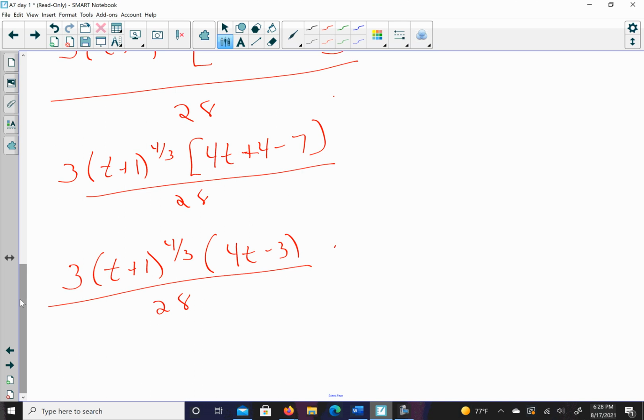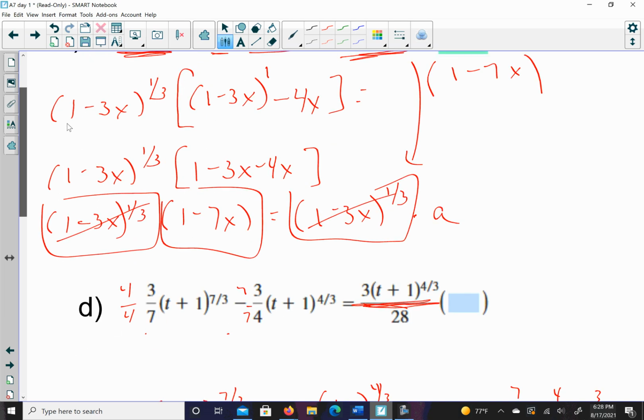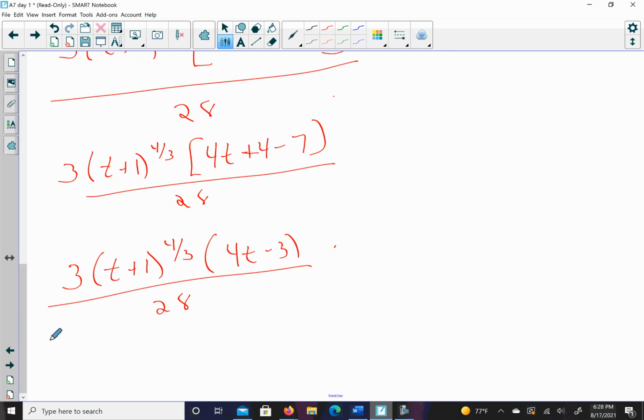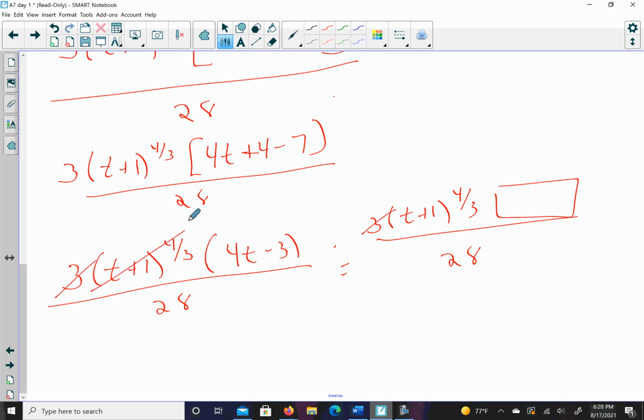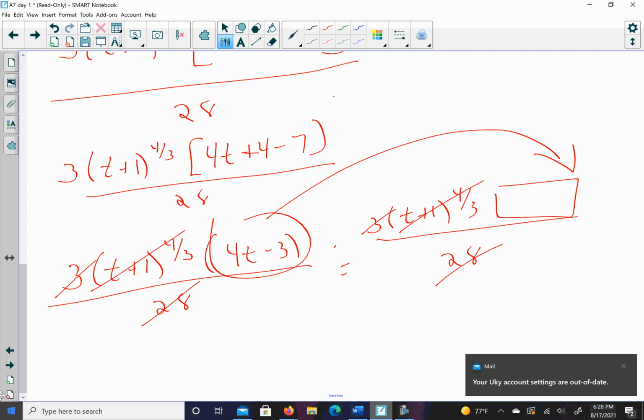When I look at what I had on the other side originally, I had 3 times t plus 1 to the 4/3. Then I had that blue box over 28. And I'm going to cross out the like 3's I have on both sides, the t plus 1 to the 4/3 I have on both sides, the 28 in the denominator of both sides, which means the answer is going to be that 4t minus 3.